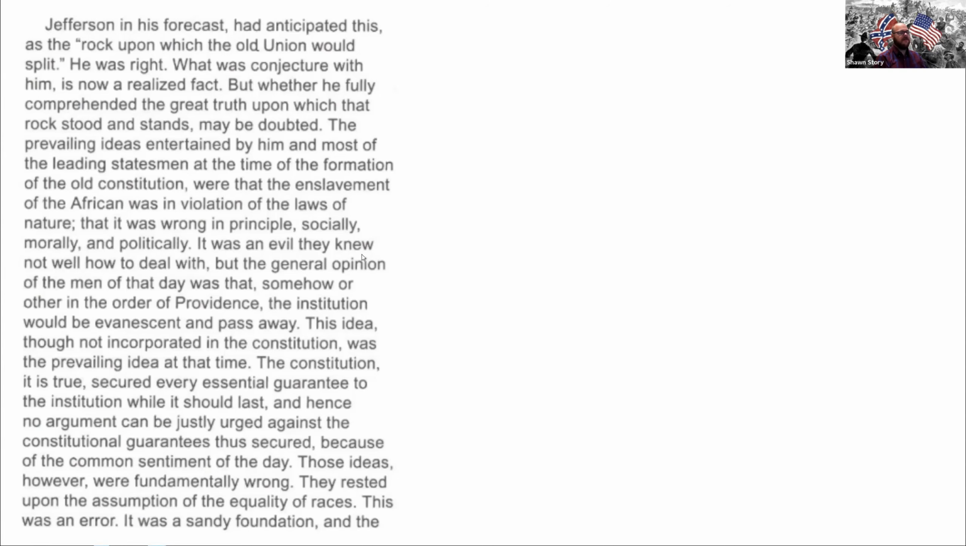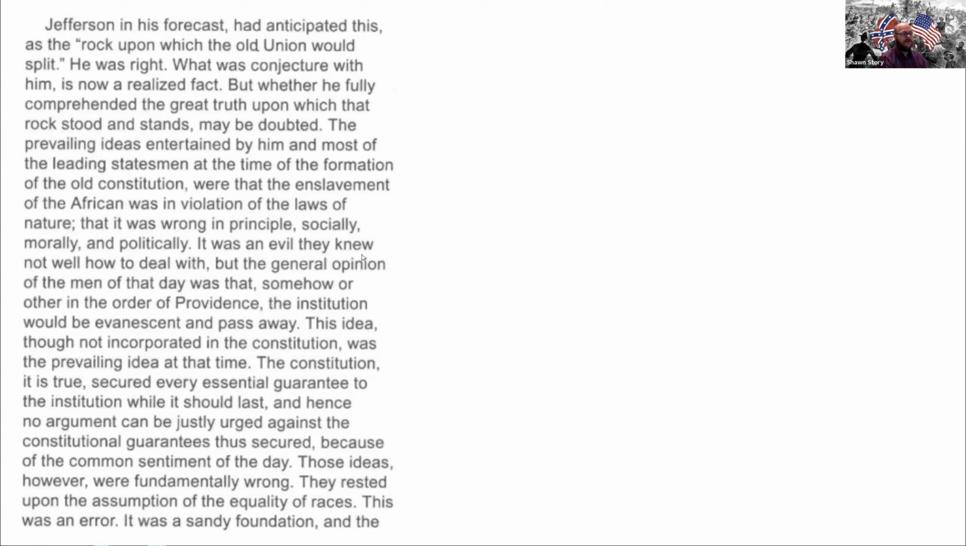But the general opinion of the men of the day was that somehow or other, in the order of providence, the institution would be advancement and pass away. This idea, though not incorporated in the Constitution, was the prevailing idea at that time. The Constitution, it is true, secured every essential guarantee to the institution while it should last, and hence no argument can be justly urged against the constitutional guarantees thus secured because of the common sentiment of the day.